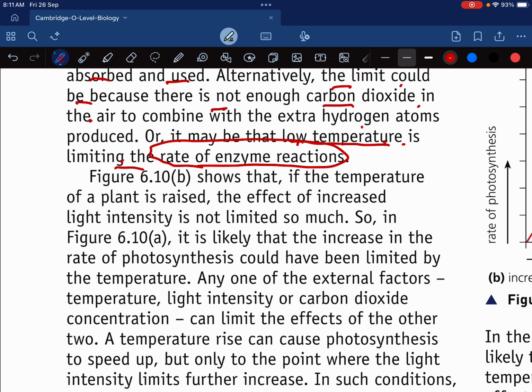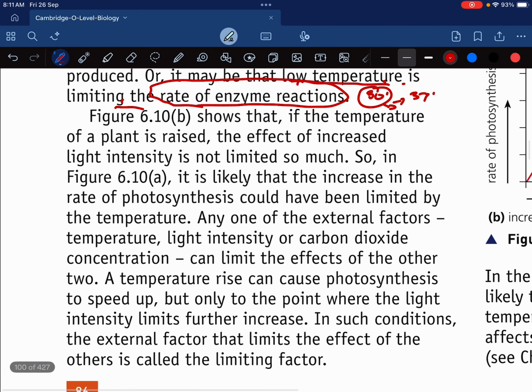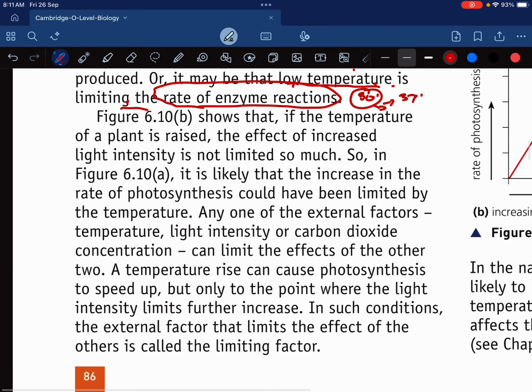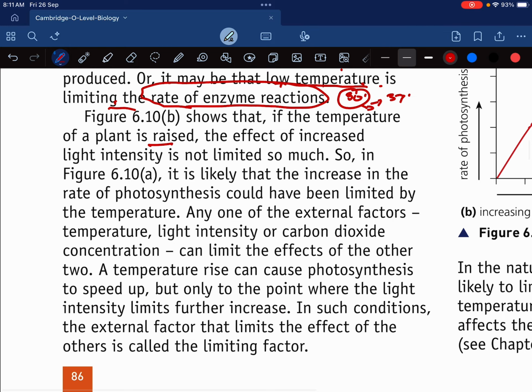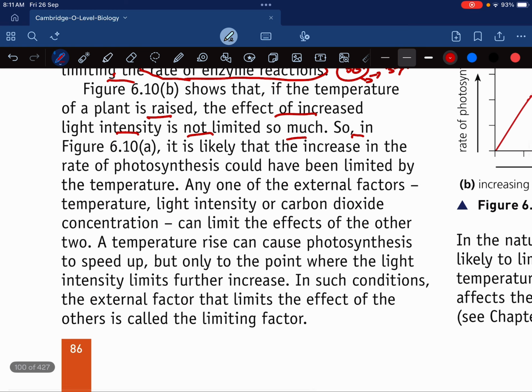It could be that, I don't know, let's say you are working at 30 degrees and the enzyme's optimum is 37, so of course there is a limit here, it won't go beyond this. Until you increase the temperature, the rate of the enzyme will not increase. Figure 6.10b shows that if the temperature of a plant is raised, the effect of increased light intensity is not limited so much. So in figure 6.10a, it is likely that the increase in the rate of photosynthesis could have been limited by the temperature. Maybe temperature is the limiting factor.